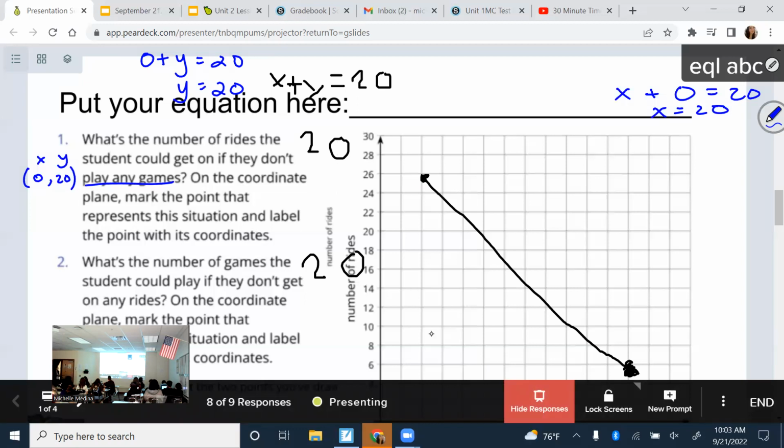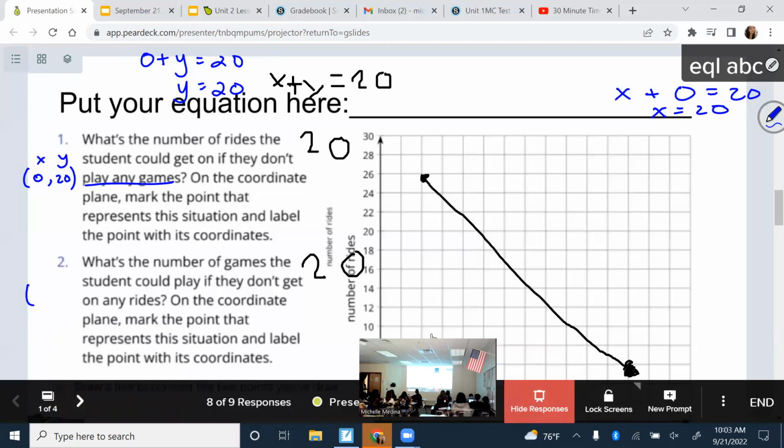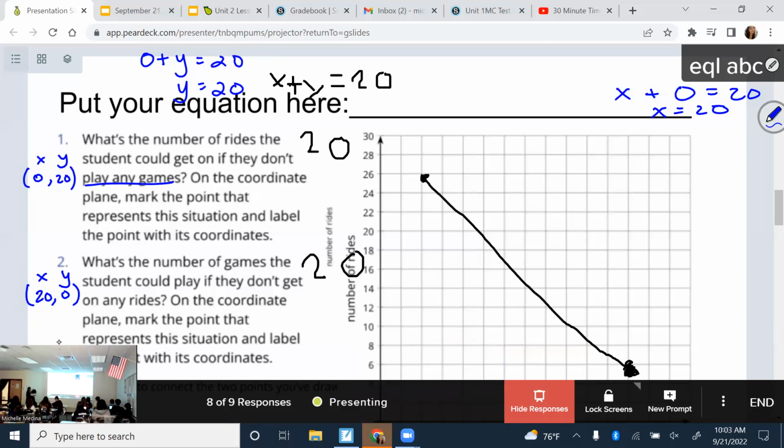For number 2, what would the coordinate be? 0, 20 or 20, 0? 20, 0. So the number 2, x was 20 and y was 0. Again, this graph is a little bit off. So to fix it, where should the dot be for the y-axis?